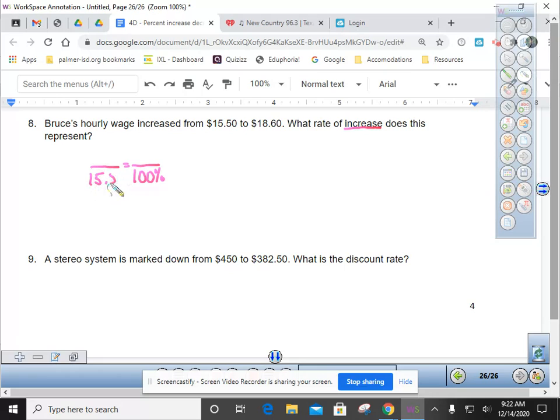$15.5. How do we find the top? Subtract. So we're going to do 18.6 minus 15.5. Tell me what you get. 3.1. Good. Now let's solve this proportion. Cross multiply: 15.5x. I believe this is 310. Now what? Then you divide by 15.5 from both sides. Perfect.